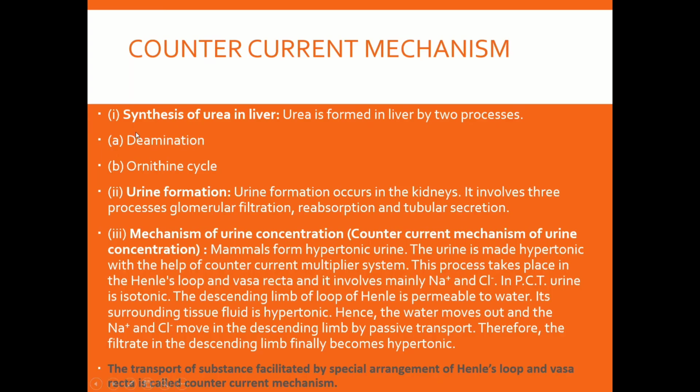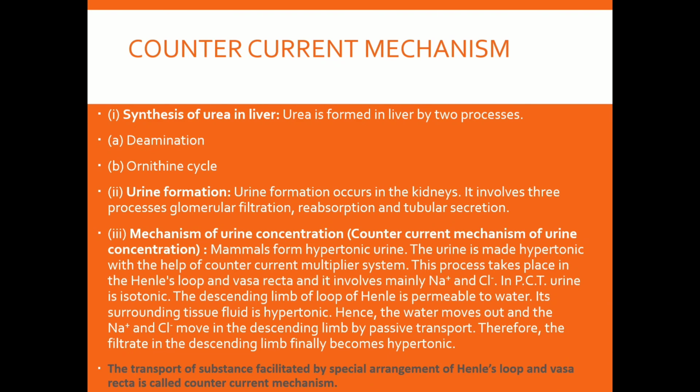Synthesis of urea occurs in the liver. Urea is formed in the liver by two processes: deamination and the ornithine cycle. Now urine formation occurs in the kidney. It involves three processes, as we have already discussed: glomerular filtration, reabsorption and tubular secretion.